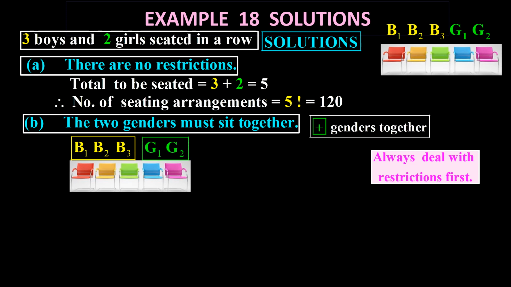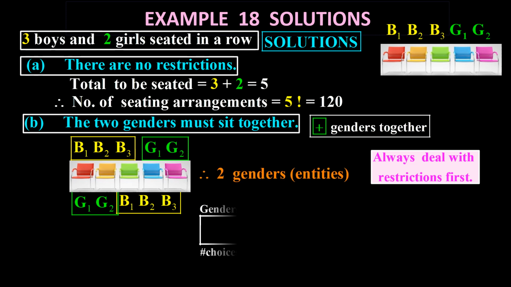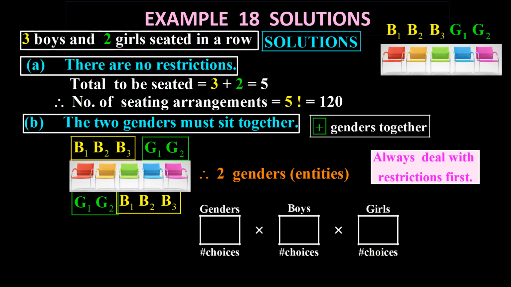Let's put them together in a group, and then the girls must be together in a group there, right? So we can have the 3 boys in the first 3 seats and the girls in the other 2. Then we can have the 2 girls in the first 2 seats and the boys in the last 3. And we can continue there. So it's actually the boys and the girls. So there are 2 genders that we need to arrange. How many genders are there? There are 2, so we can either have boys and girls, or girls and boys. So there are 2 ways of doing that.